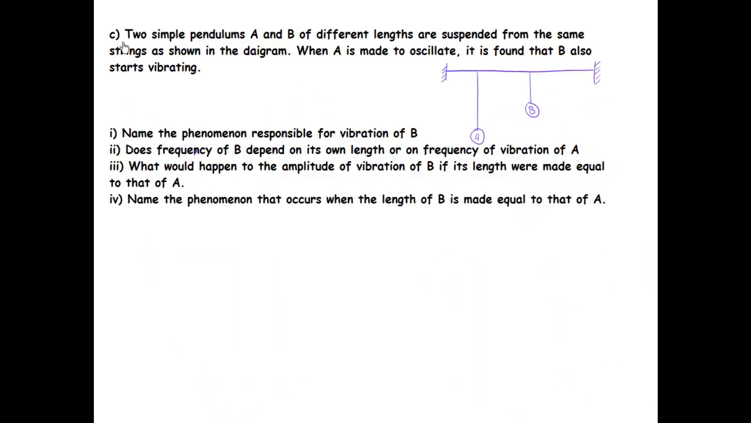Now have a look at question 8c. Two simple pendulums A and B of different lengths are suspended from the same string as shown in the diagram out here. So A is of a longer length, B is of a shorter length, and this is the common string from which the two pendulums are suspended. When A is made to oscillate, it is found that B also starts vibrating. So A is set into vibration, and obviously automatically B will start oscillating. Name the phenomenon responsible for vibration of B.